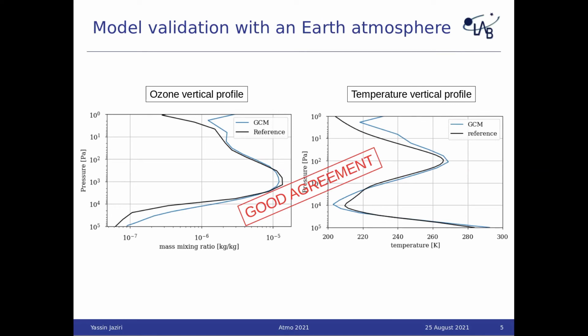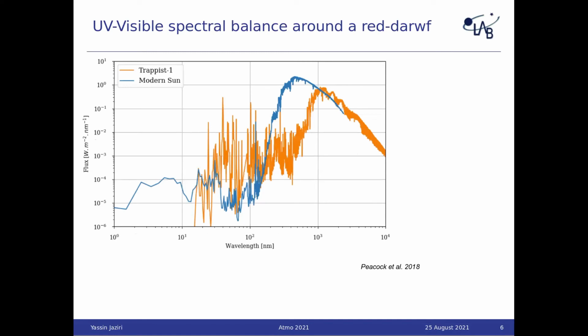So now we can move from Earth to exoplanets, and in particular exoplanets around a red dwarf. We applied the atmospheric model for an Earth atmosphere around the TRAPPIST-1 red dwarf. Why TRAPPIST-1? Because 7 Earth-like planets have been found, and in particular the TRAPPIST-1e planet is more likely to be habitable. That's why we focus on this one. Here you can see the stellar flux received by the Earth in blue, and the one received by TRAPPIST-1e in orange. What shows up is a huge difference in the spectral distribution, and in particular the balance between UV and visible is not the same at all.